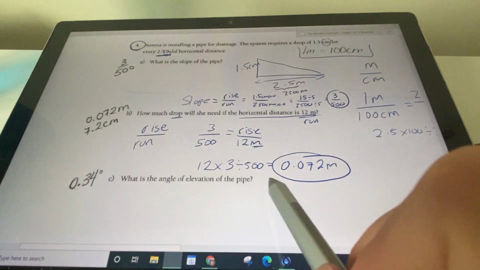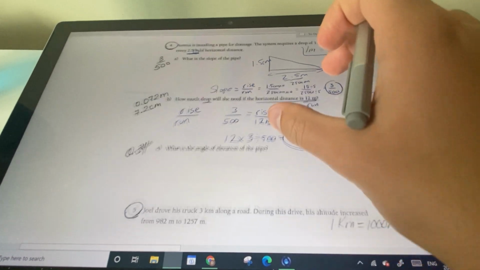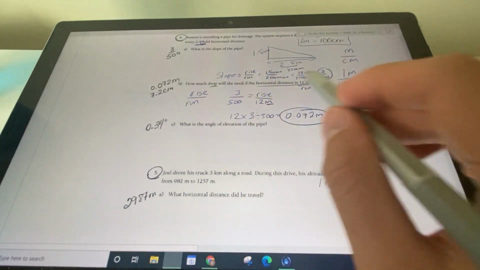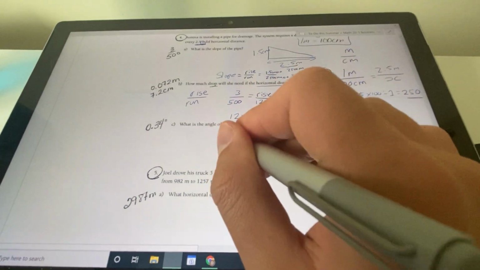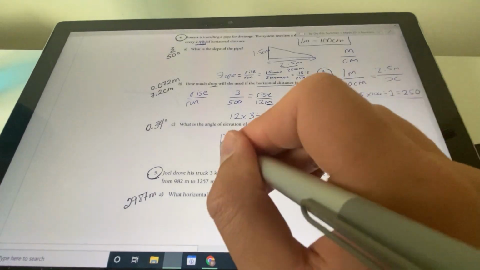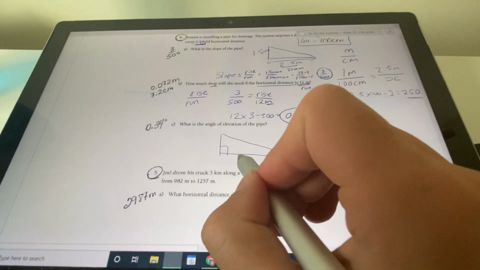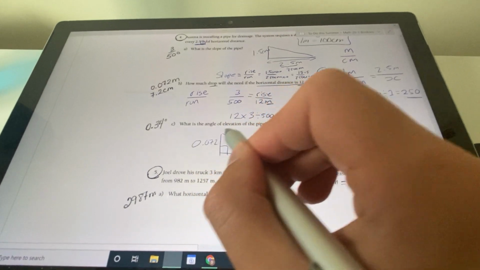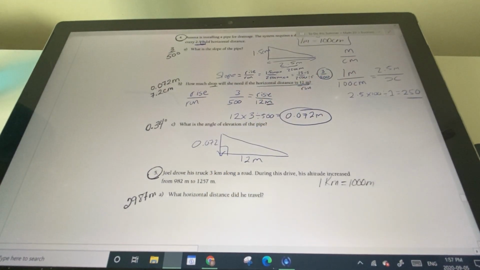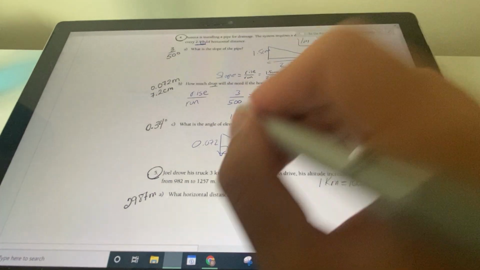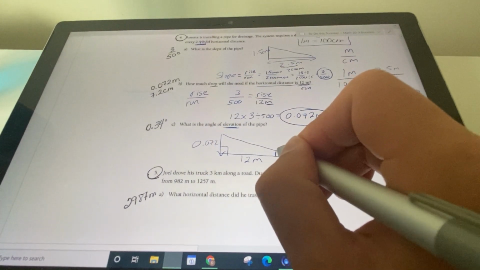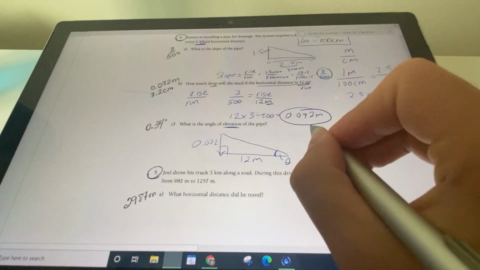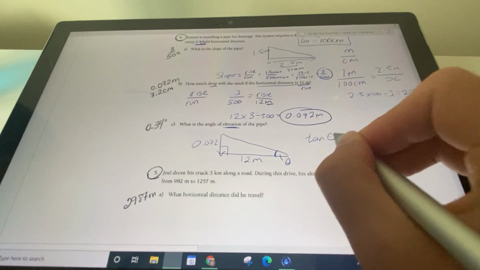Now, what is the angle of elevation of the pipe? Okay, if we draw, I believe we are talking about this pipe. So if we want to draw out what this pipe is, it's going to be a right triangle. And we are going over 12 meters, and we are dropping 0.072. If you're more of an arrow guy, we'd be going down there. The angle of elevation, remember, is this angle. It's going up, elevating. So this is the angle we're trying to find, and we're going to use tan angle.